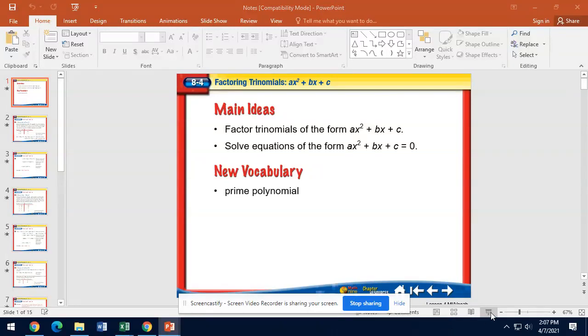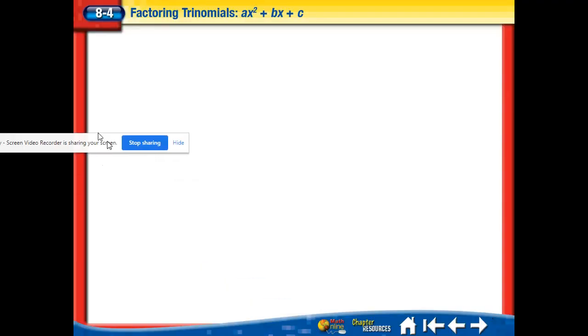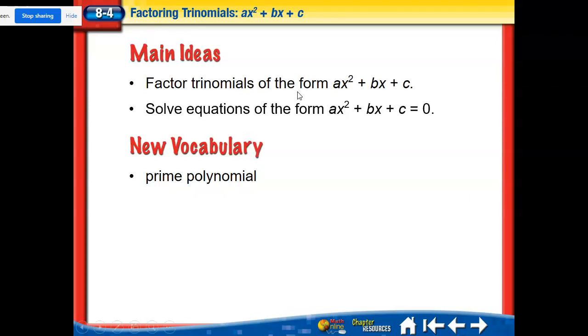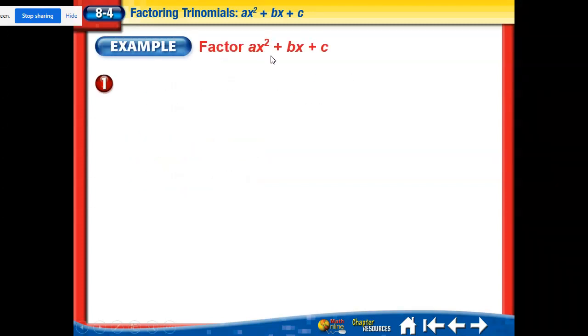All right, today we're going to talk about factoring trinomials. More exactly, factoring trinomials in the form of ax squared plus bx plus c. We're not going to solve them yet, but notice we have an a value here. It's not going to just be 1. So this unfortunately causes all kinds of complications, but I'll show you how to do these. All right, so factor ax squared plus bx plus c.